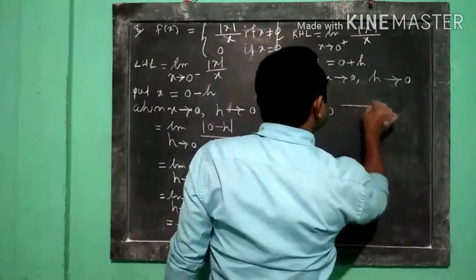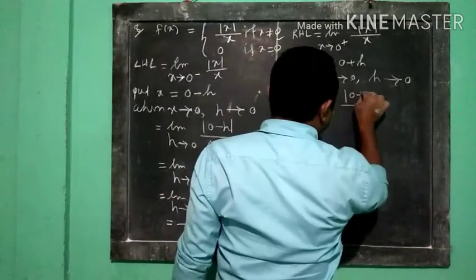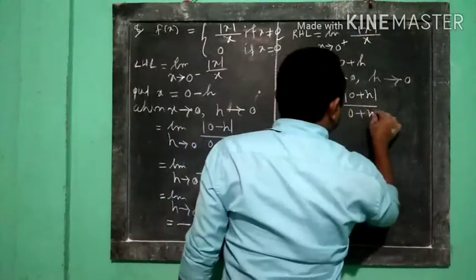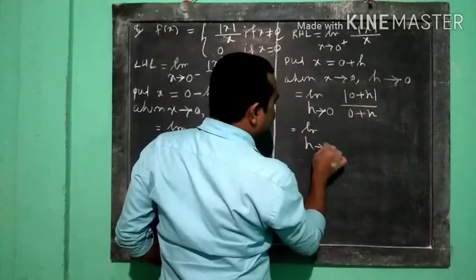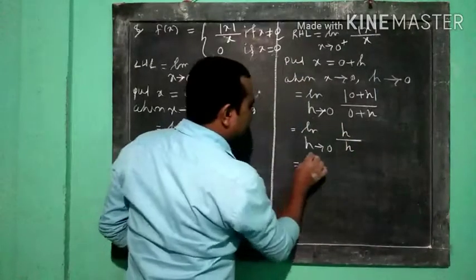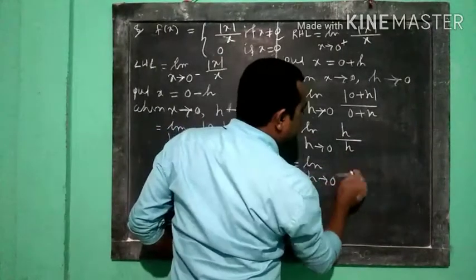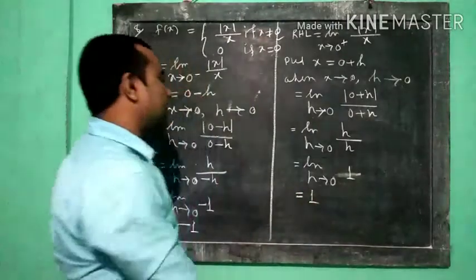So modulus x, what is the value of x? x is replaced by 0 plus h, right here 0 plus h, and x is what? 0 plus h. This is equal to limit h tends to 0, h divided by h, equal to limit h tends to 0, 1, h by h equal to 1. So it takes value what? It gives the value 1.